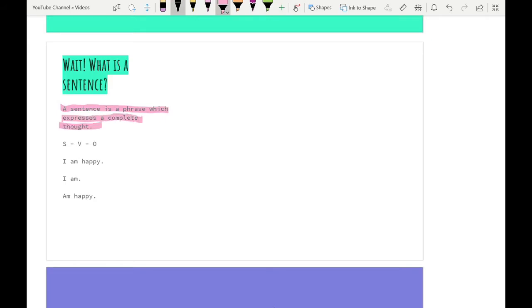Now, the thing that I really like to focus on here is the complete thought idea, and this is where a lot of students will struggle. It needs to have a subject and a verb. So all English sentences will have a subject, a verb, and let's use purple here, our object. They will all have a subject and a verb. They can have an object.